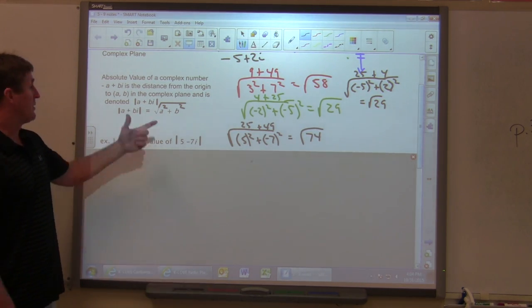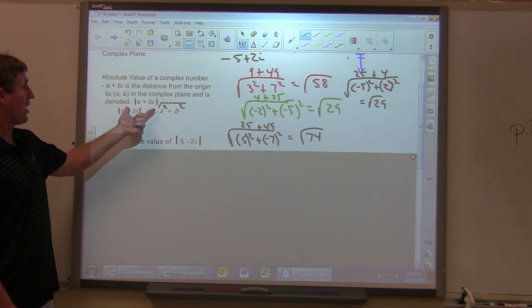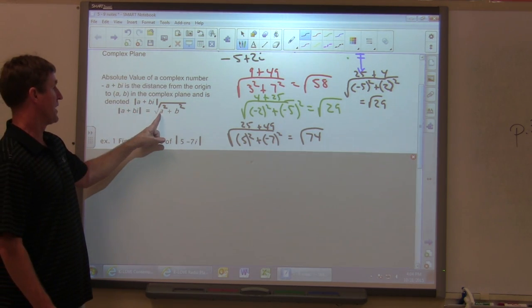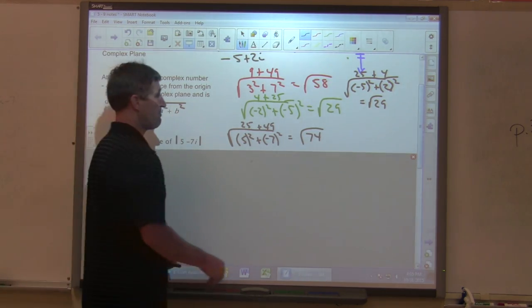So part of the assignment, you're going to be doing the absolute value of a complex number: square the a term, square the b term, and then take the square root of that.